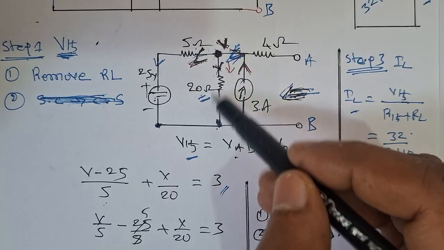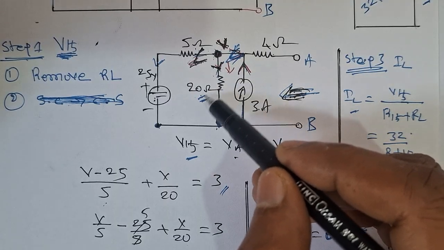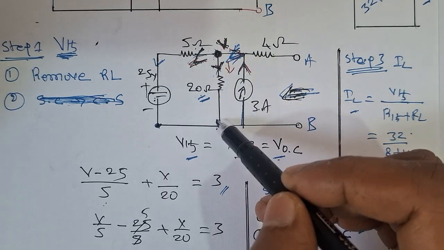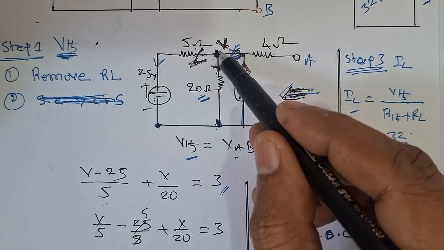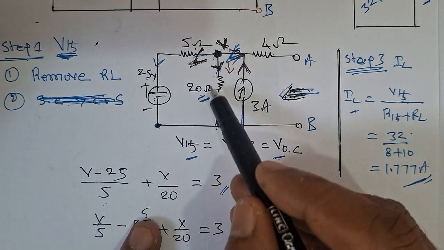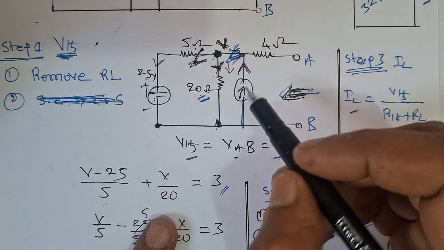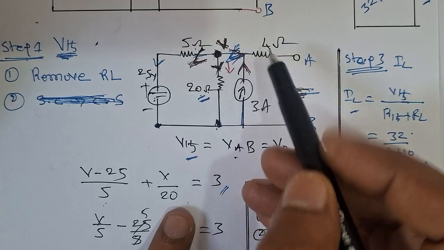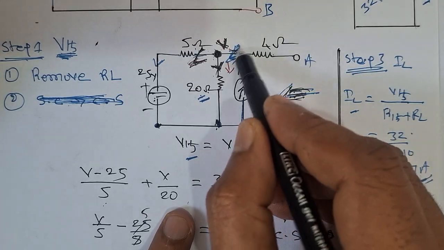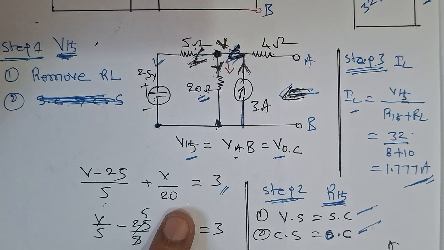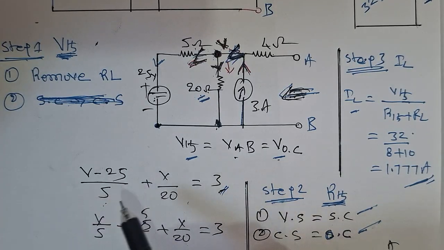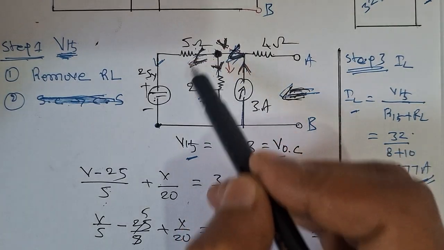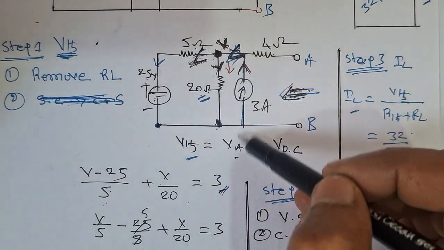The current going through the 20 ohm resistance is equal to the voltage across this branch divided by the resistance. So what is the voltage across here? V by 20. The sum of the outgoing currents I1 plus I2 is equal to I3, the incoming current, and this 3 ampere current is coming inside. The current is already given, we only need to calculate here.